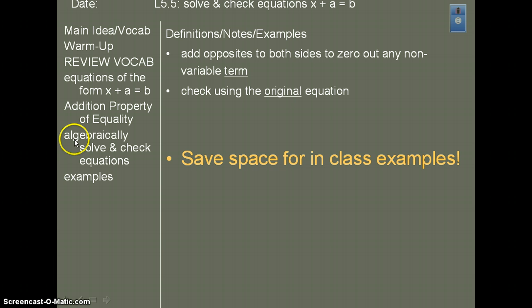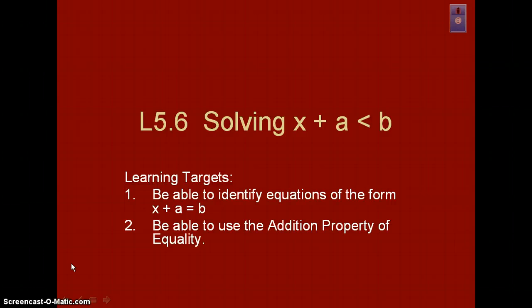When we algebraically solve and check equations, there are basically 2 steps. First, we add opposites to both sides to zero out any non-variable term, and then check using the original equation. At this point, I will ask you to save some space, maybe about half a page, for some in-class examples next time I see you, and move on to your 5-6 notes. Lesson 5-6 is very similar to 5-5.